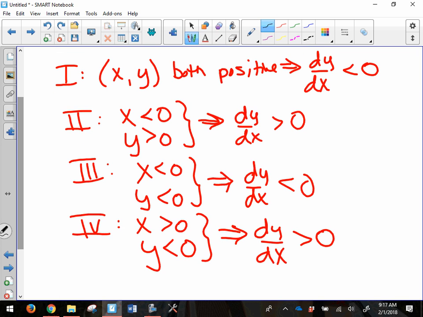if we bring this all together then, we know that in quadrant 1 we have to have negative slopes. And so negative slopes are going to look like that. In quadrant 2 we have to have positive slopes, which look like that. Quadrant 3 we have negative slopes again. And quadrant 4 we're going to have positive slopes.